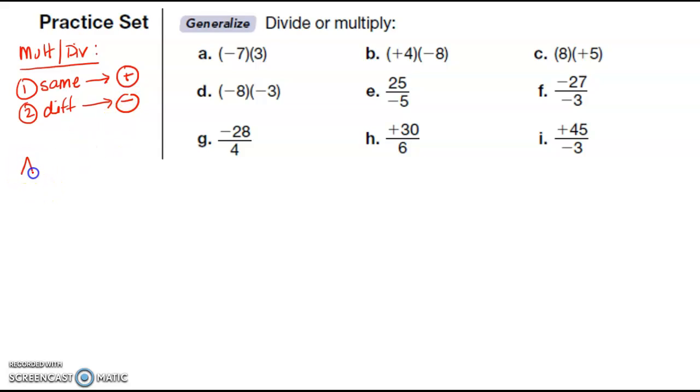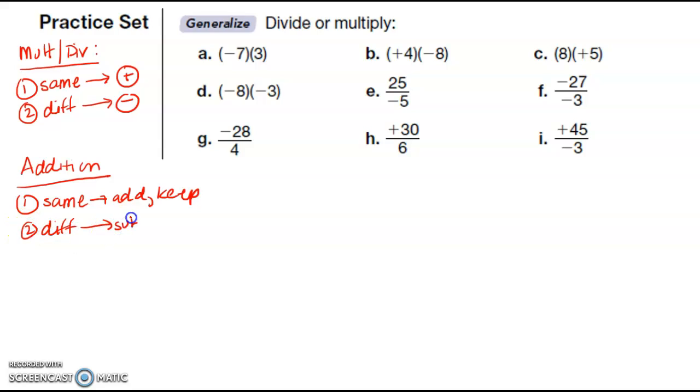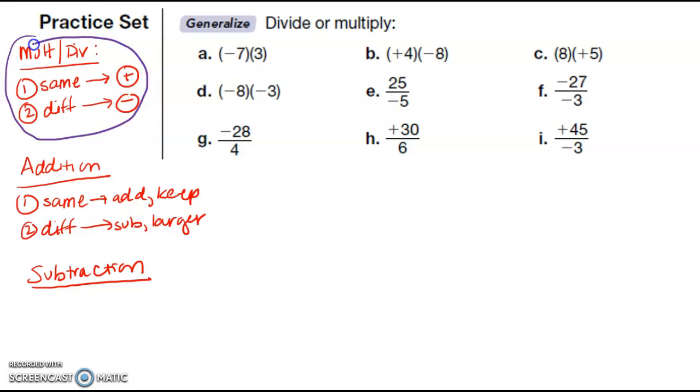Now keep in mind, we have rules for addition. The rules for addition are if they are the same sign, you add and keep. And if they are different signs, you subtract and keep the sign of the larger. Okay, we are not adding, and we also have rules for subtraction. Hopefully you have these in your spiral somewhere, and if you need to pause this and write it down, you can. But today, we are focusing on multiplication and division, okay?